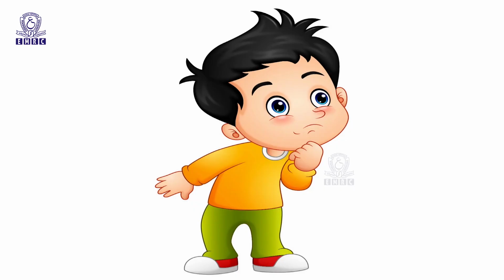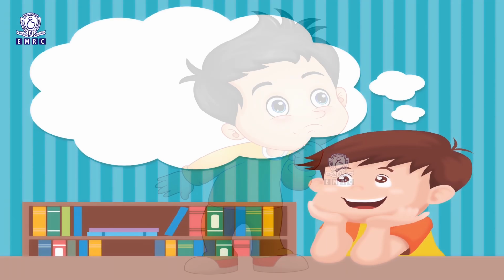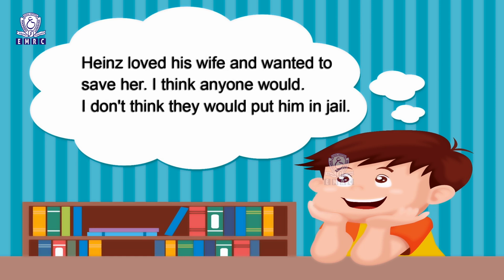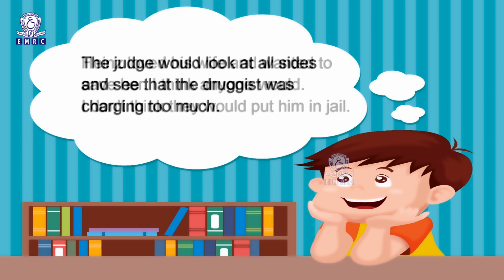A typical stage 3 response is that of a child called Dawn, age 13, who says that it was really the druggist's fault. He was unfair, trying to overcharge and letting someone die. Heinz loved his wife and wanted to save her. I think anyone would. I don't think they would put him in jail. The judge would look at all sides and see that the druggist was charging too much.